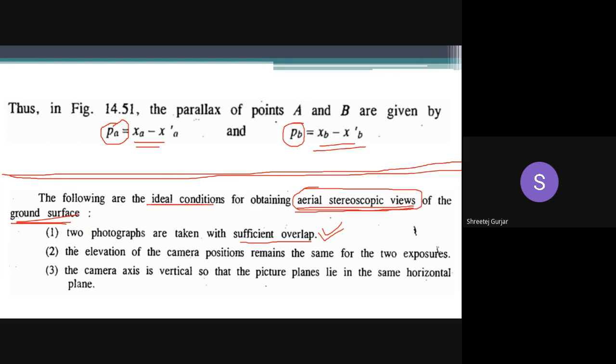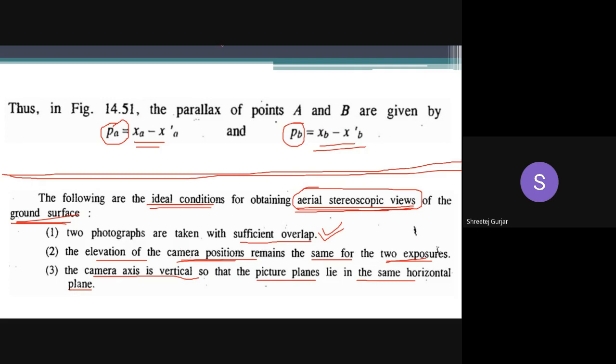The second condition is that the elevation of the camera position remains the same for the two exposures, meaning the flying height of the aircraft is the same for both photographs. Third, the camera axis is vertical, so that the picture plane lies in the same horizontal plane. You have to take vertical photographs and not tilted photographs.